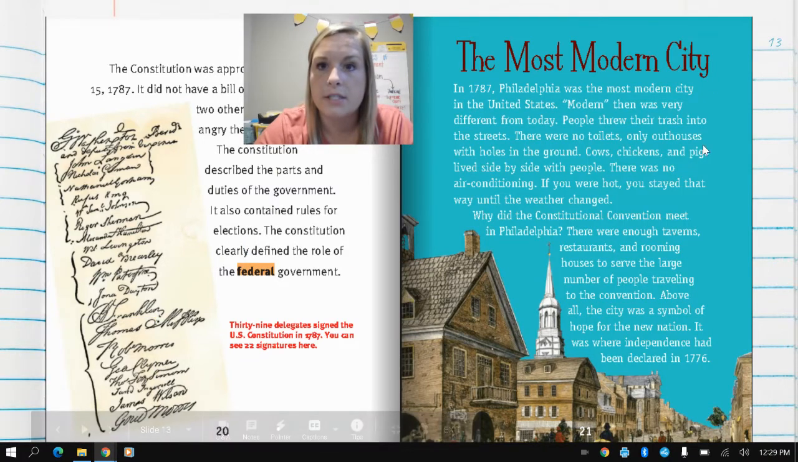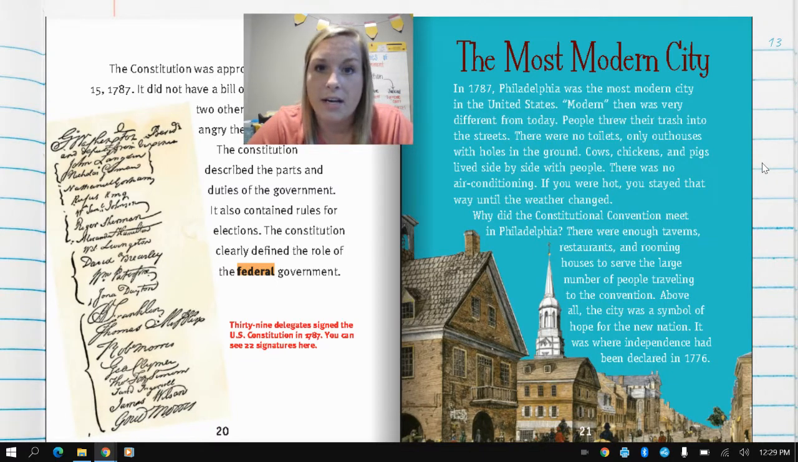Okay, the most modern city. In 1787, Philadelphia was the most modern city in the United States. Modern then was very different from today. People threw their trash into the streets. There were no toilets, only outhouses with holes in the ground. Cows, chickens, and pigs lived side by side with people. There was no air conditioning. If you were hot, you stayed that way until the weather changed.